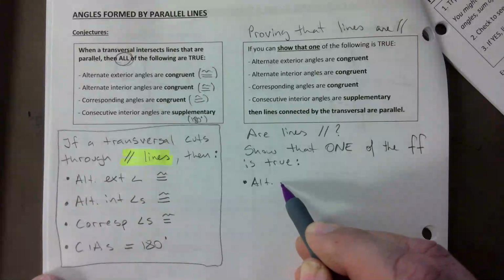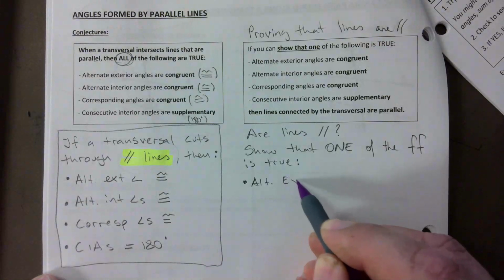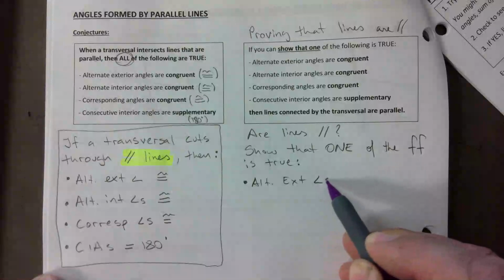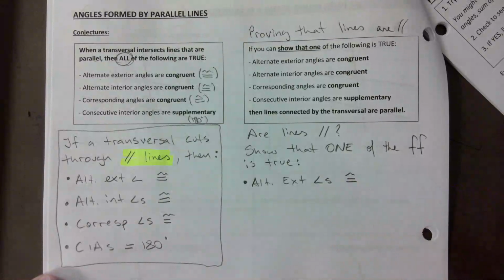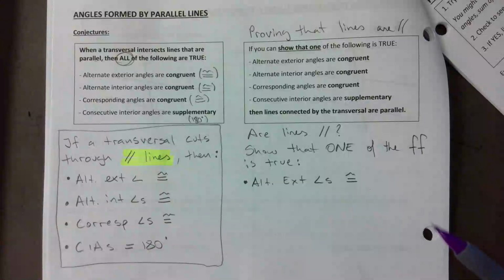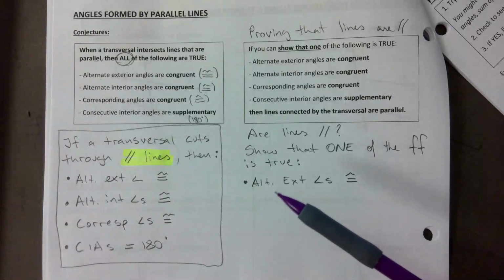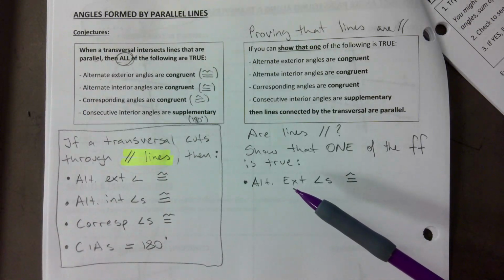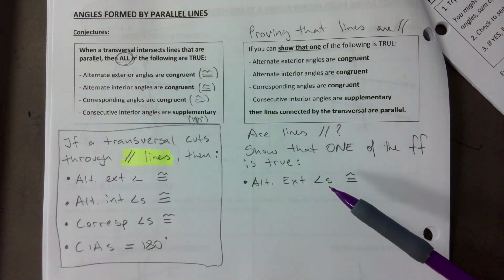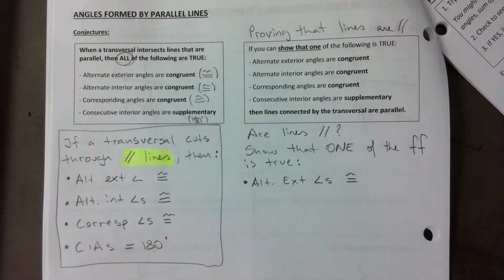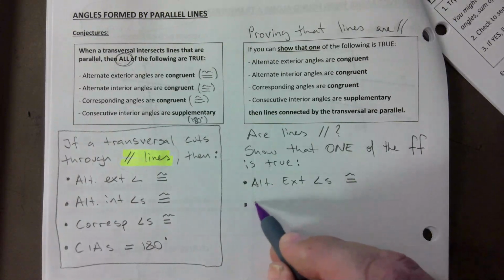Alternate exterior angles are congruent. So if you're saying, I'm going to focus on alternate exterior, I look at them, I know where they are, and the number is the same, everything else will follow to be true as well.